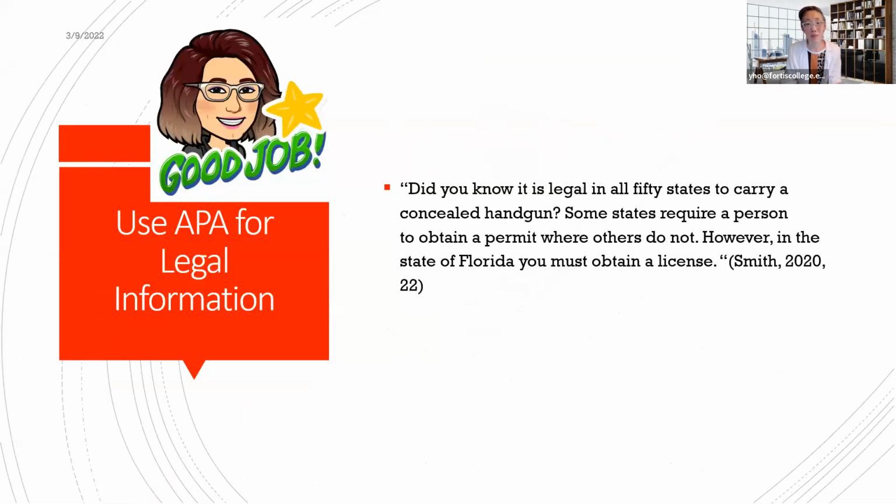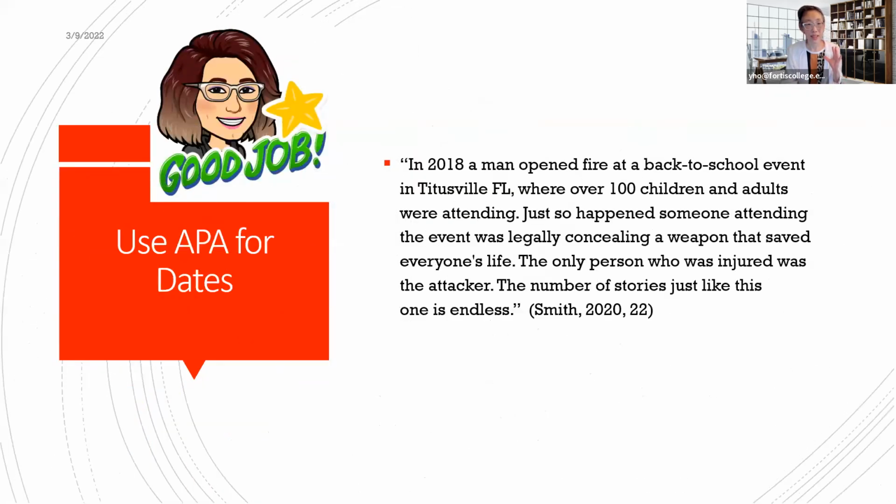And legal information. Did you know that it is legal in all 50 states to carry a concealed handgun? Some states require people to obtain a permit where others do not. However, in the state of Florida, you must obtain a license. So here you need APA for legal information. And then for dates. In 2018, a man opened fire at a back-to-school event in Titusville, Florida, where over 100 children and adults were attending. So as soon as I say in 2018, then I need to cite the source. Okay, so these are some examples of when we cite sources.